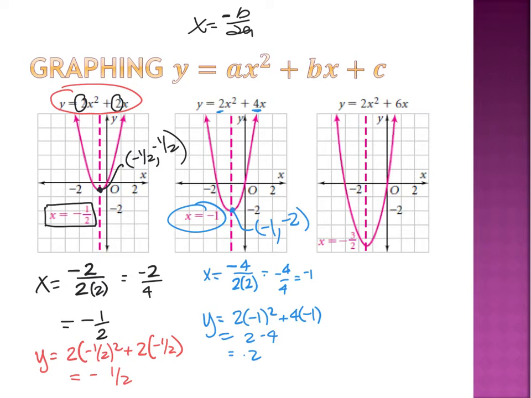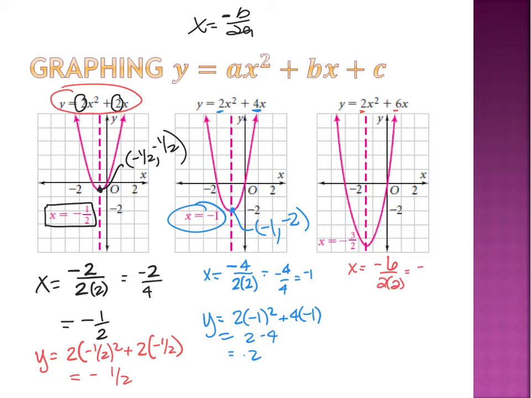And you can see that my axis of symmetry is also a negative 1. Then for my final graph here, to find my axis of symmetry, my b value is 6, so I have the opposite of that, which is a negative 6, divided by 2 times a, and a is 2.